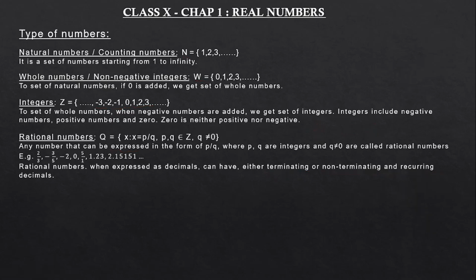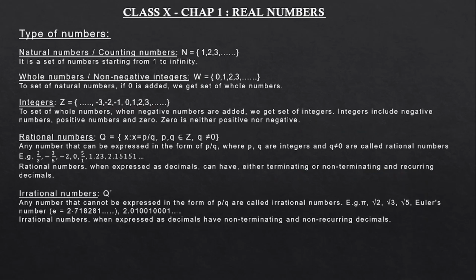The next set of numbers are those which are not rational numbers. Any number which is not a rational number will be called an irrational number. Which are these irrational numbers? Numbers like root 2, root 3, root 5. These are some irrational numbers. Can irrational numbers be expressed as decimals? Yes, they are expressed as decimals and are non-terminating and non-recurring decimals. Here, this pattern will not terminate. It will keep on continuing without repeating. Such numbers are your irrational numbers.